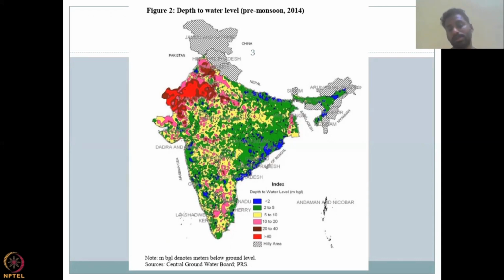The next color you see is 2 to 5 meters below ground, and most of India is covered with it, followed by 5 to 10 and 10 to 20. Okay, after that, the hilly areas are in the Kashmir region and your northeastern region. Not much data is available here also, so you can say safely that the groundwater use is negligible in those areas.